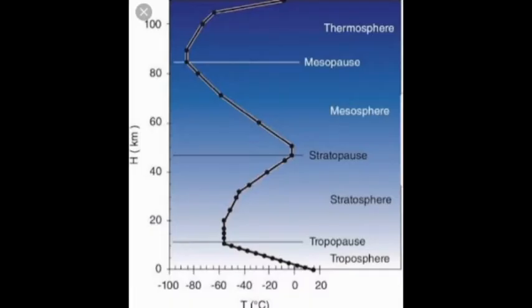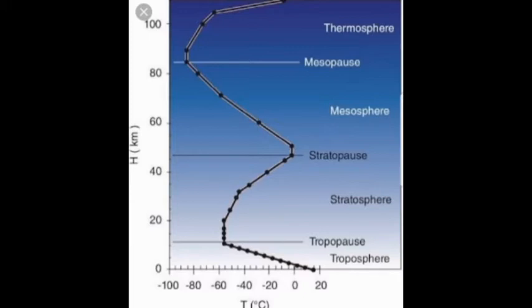Children, observe the diagram. You can see the tropopause, stratopause, mesopause and thermopause. What actually is a pause, children? The boundaries between the layers of the atmosphere are known as pauses, and the tropopause separates the troposphere and stratosphere.